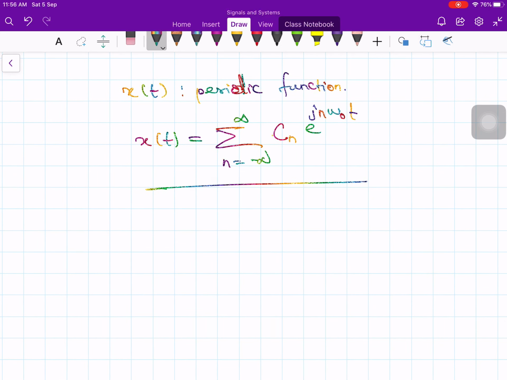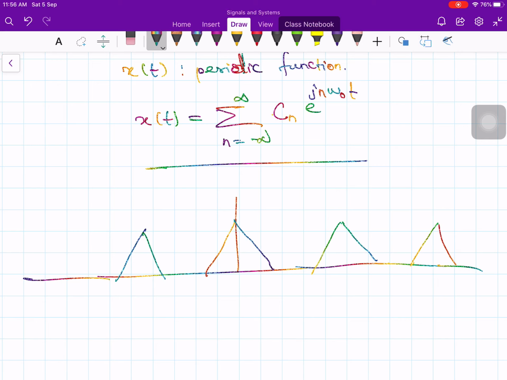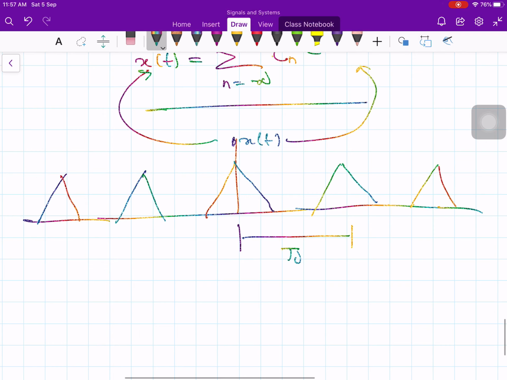Let's say I have a triangular function like this. Periodically it repeats like this. Whenever you have a periodic function like this, you can represent this function in this form, exponential Fourier series, where omega naught is the fundamental frequency. This we have already seen, fundamental frequency.